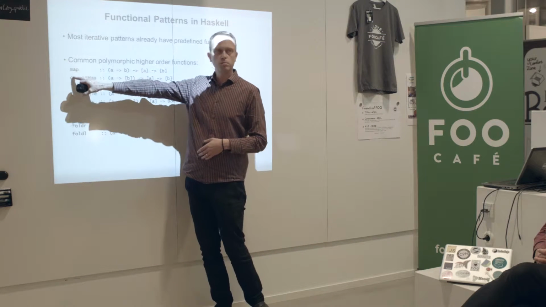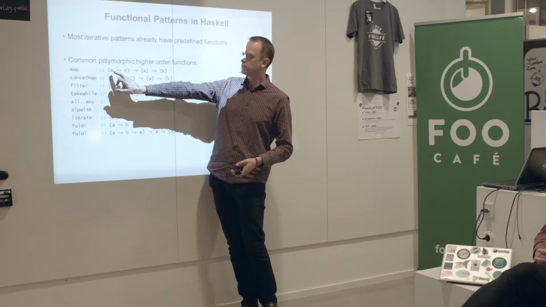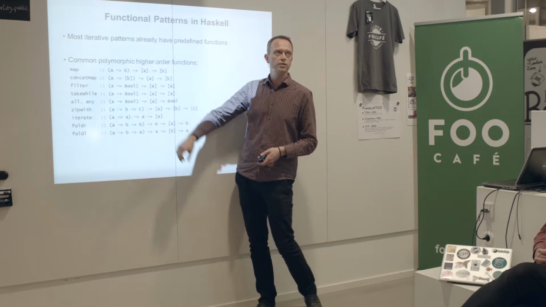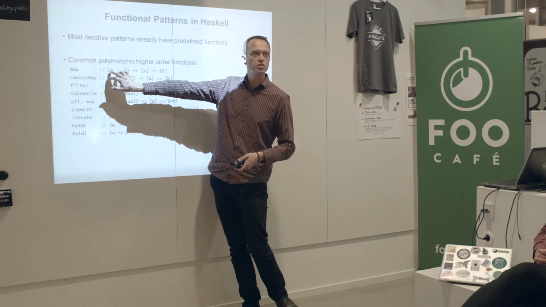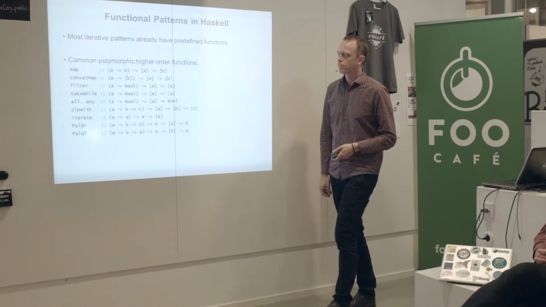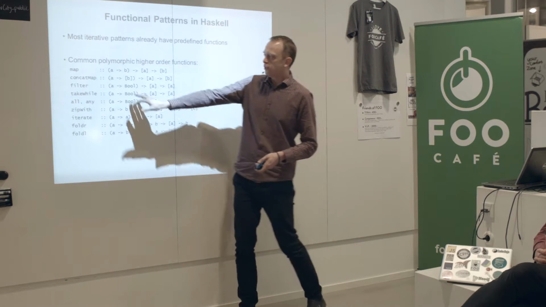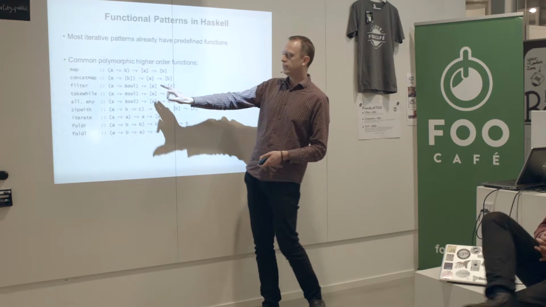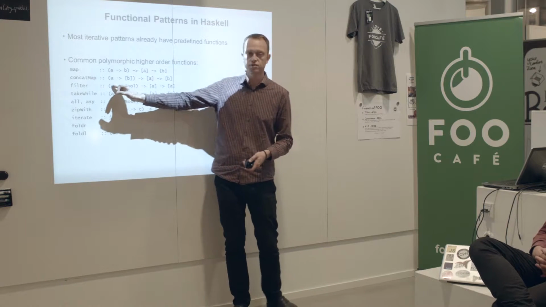Map is probably the one that you use the most. Map takes a function that takes an argument and returns some value and applies that function to all the values of the list. Here you see there are two different type variables. That means you can return a different value than you got in, right? But these have to be the same, so this is the same as this. Filter takes a predicate, a function that returns a Boolean, and applies that to this list and filters out only those values that satisfy this function.